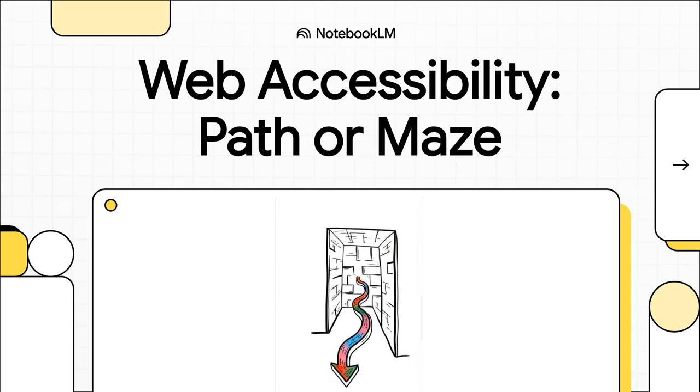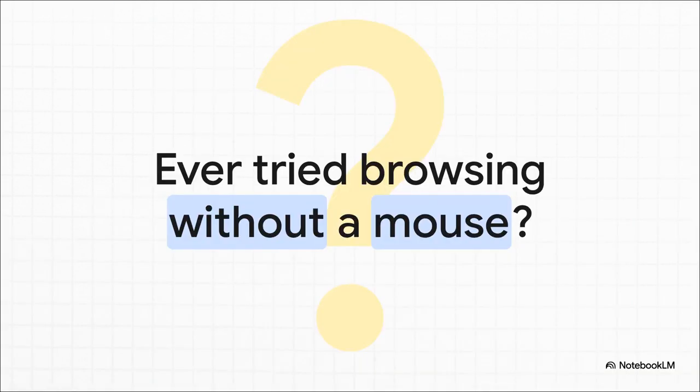All right, today we are diving into something that's absolutely fundamental to how the web works, but it's something we often don't even think about. We're talking about navigation, and how for millions of people, a website can either be a clear path or a completely impossible maze. I'm serious. Have you ever actually tried it?